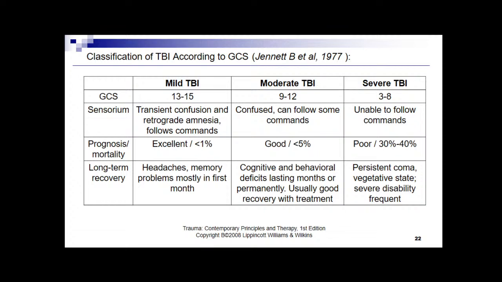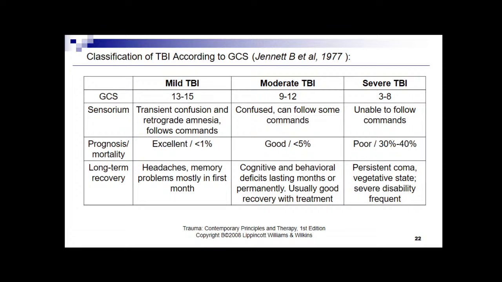Mild traumatic brain injury: symptoms are transient confusion and retrograde amnesia, but the patient follows commands. Prognosis is excellent, and mortality, lethality in the post-traumatic period is below 1%, less than 1%. Very good result. Long-term recovery: headaches, memory problems, mostly in the first month. So the post-traumatic period of rehabilitation takes a few months.